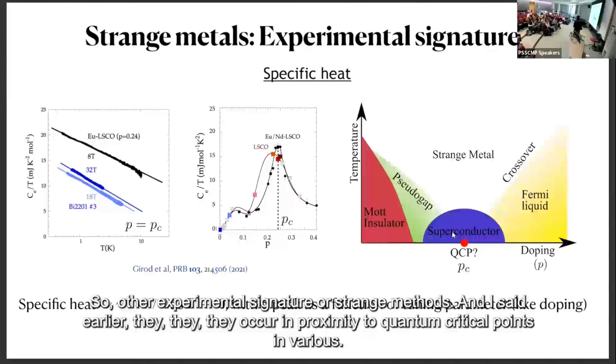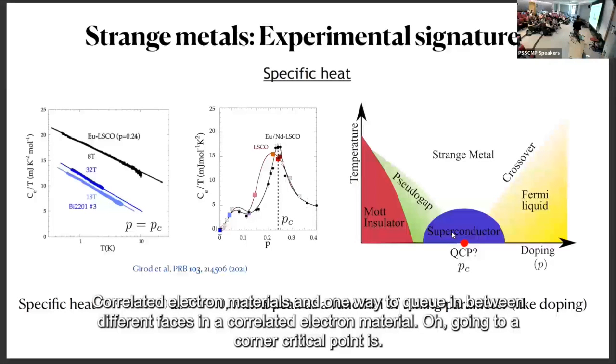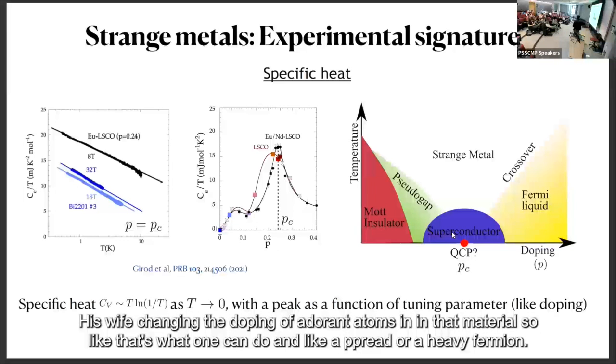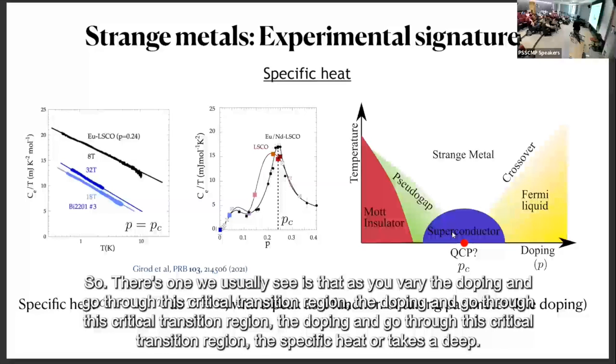So other experimental signatures of strange metals, that as I said earlier, occur in proximity to quantum critical points in various correlated electron materials. And one way to tune between different phases in a correlated electron material, going through a quantum critical point, is by changing the doping of dopant atoms in that material. So that's what one can do in like a cuprate or a heavy fermion situation.